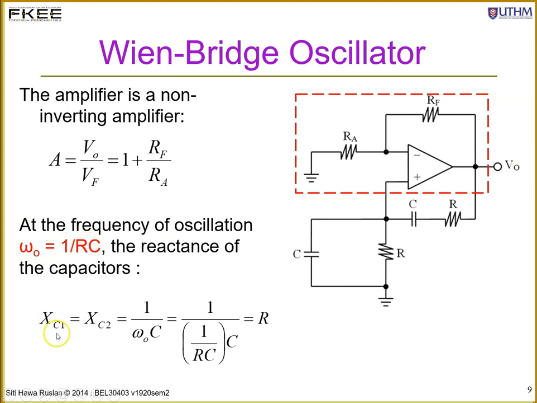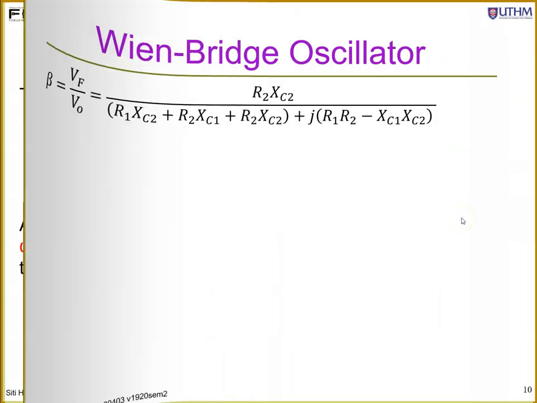So the reactance of your capacitors XC1 equals XC2 because we simply say it is C, and reactance is 1 over omega C. Okay, just substitute omega naught as 1 over RC. So C cancels out. So the value of the reactance equals R. Meaning that at the frequency of oscillation, the reactance of the capacitor is equal to the value of the resistor used in the circuit.